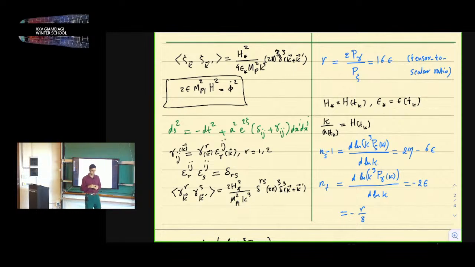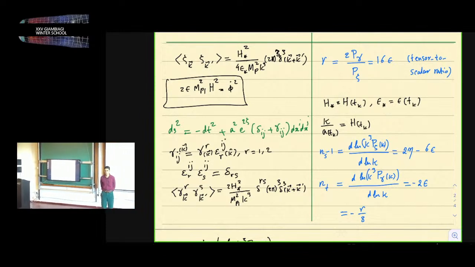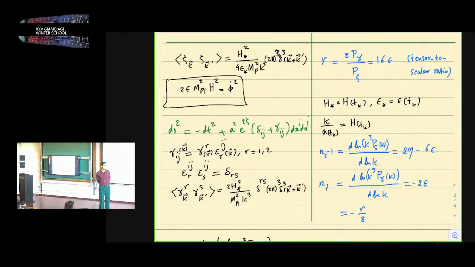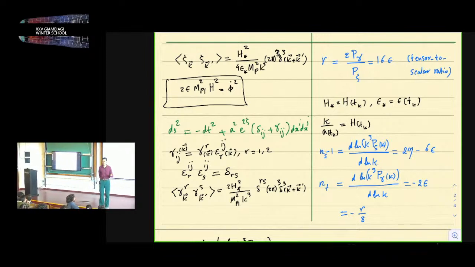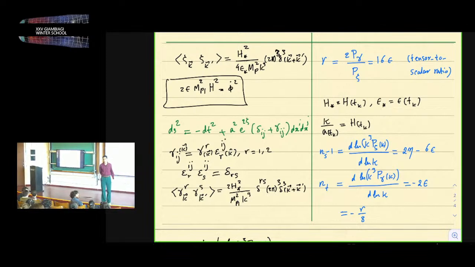Yes? Oh, well, it's just adding up the two polarizations. Because there are two polarizations of the tensor. This is a definition. Of course, you could decide not to define it this way, but the logic behind it is that the tensor power is coming from the two polarizations. So you add the powers together and then divide by the scalar power.